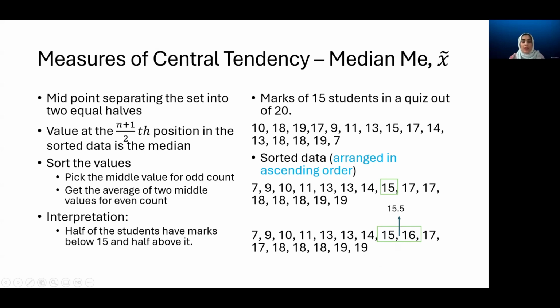So we add these two values up. 15 plus 16 is 31. 31 divided by 2 is 15.5. And the median of this data set, the 16-value data set we just took, is 15.5.